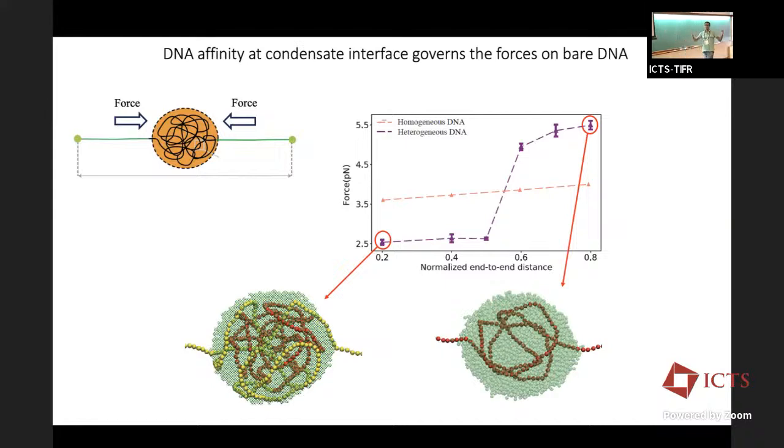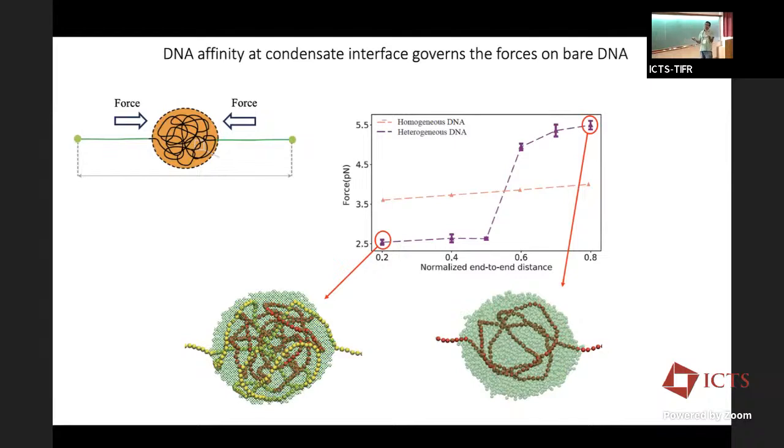Now suddenly there is a jump in force, right? And you can see the forces can go from 2.5 piconewton to 5, almost twice. Of course it depends on the affinity difference we chose, which is 0.5 kT in this case, which is within the range of things that we observe in actual biological systems.